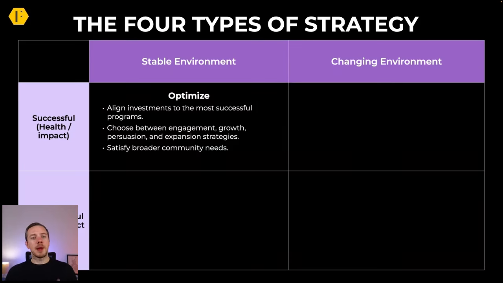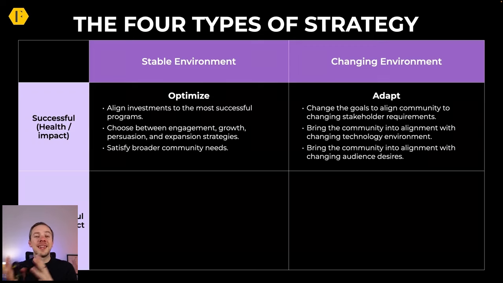In a later video, I'll explain what each of these strategies look like, but for now, let's just go through the types of strategy. If the community is successful, but the environment is changing, then the most critical thing to do is to bring the community into line with what's happening in that environment. It might be changing the goals, it might be changing the technology, it might be changing or satisfying different audience needs.